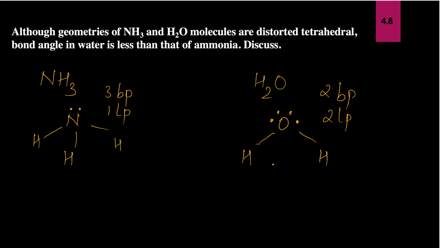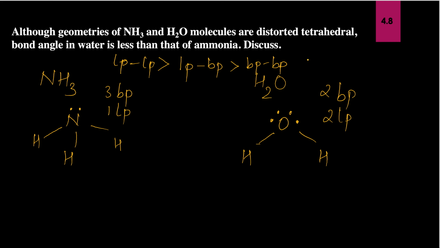Okay. Now, one of the postulates of the VSEPR theory clearly says that when you have lone pairs and bond pairs, the lone pair-lone pair repulsion is greater than lone pair-bond pair repulsion, which is even greater than bond pair-bond pair. So the greatest repulsion is observed in those molecules that have 2 lone pairs, and the least is observed in those molecules which have only bond pairs.